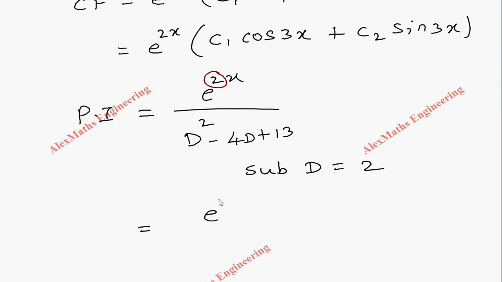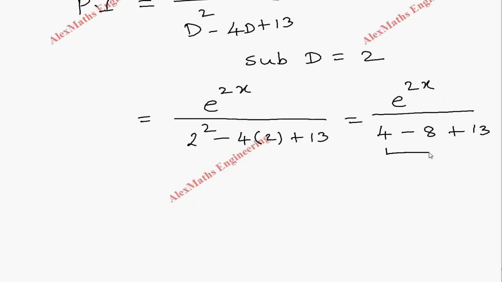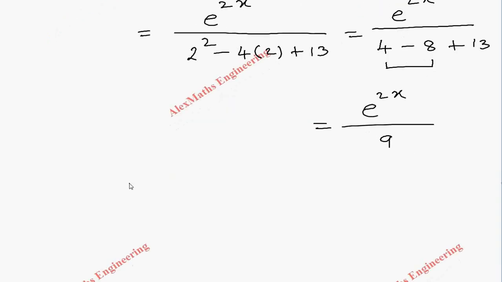So we get e^(2x) divided by 2² − 4 into 2 + 13, which is e^(2x) divided by 4 − 8 + 13. After simplifying, 4 − 8 is −4, and 13 − 4 is 9. So we got the particular integral.